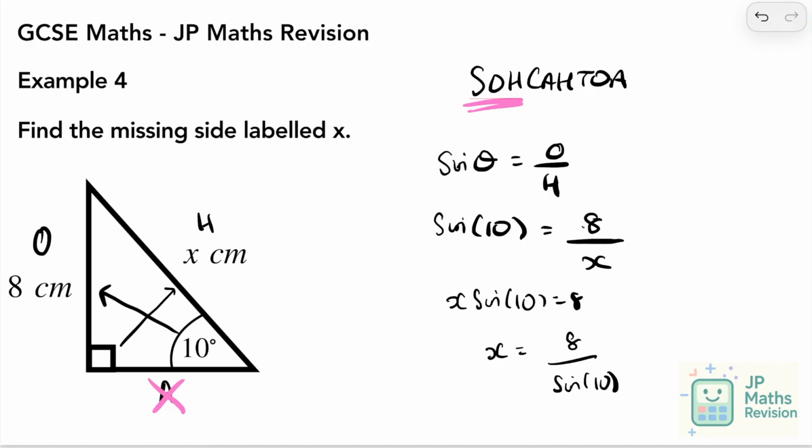So in these questions, what ends up happening, if you have x on the denominator, all you really have to do is switch places of sine 10 and x. So in this case, you have 8 over sine 10. Typing that into my calculator, I end up with 46.1.